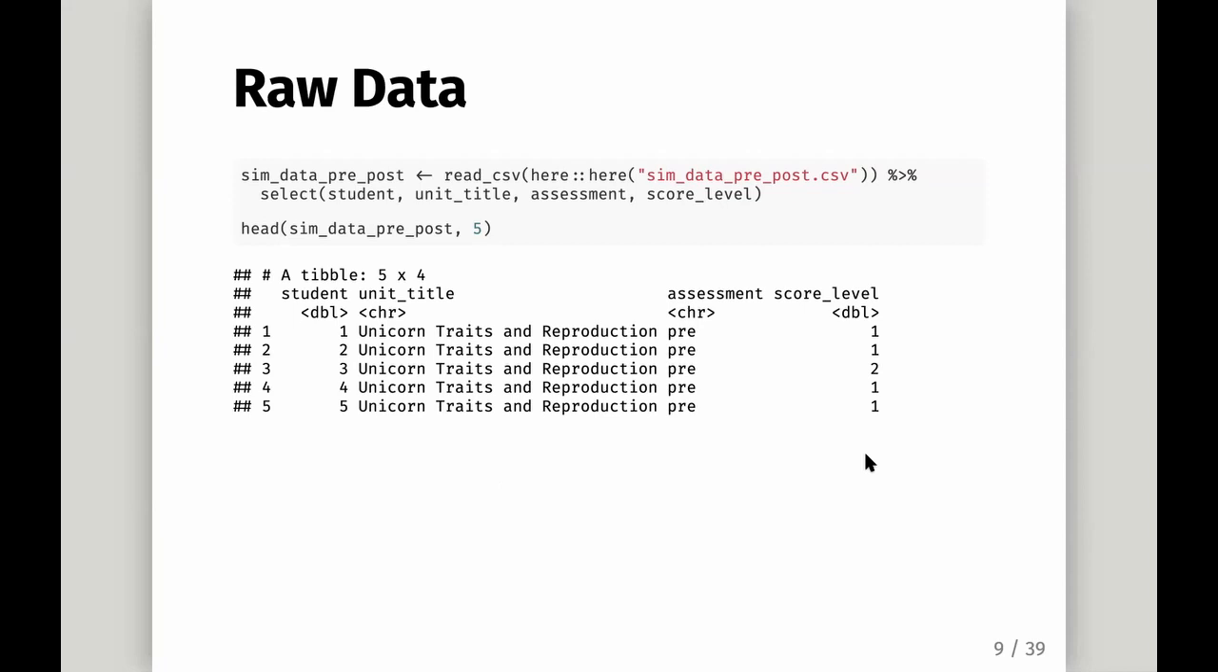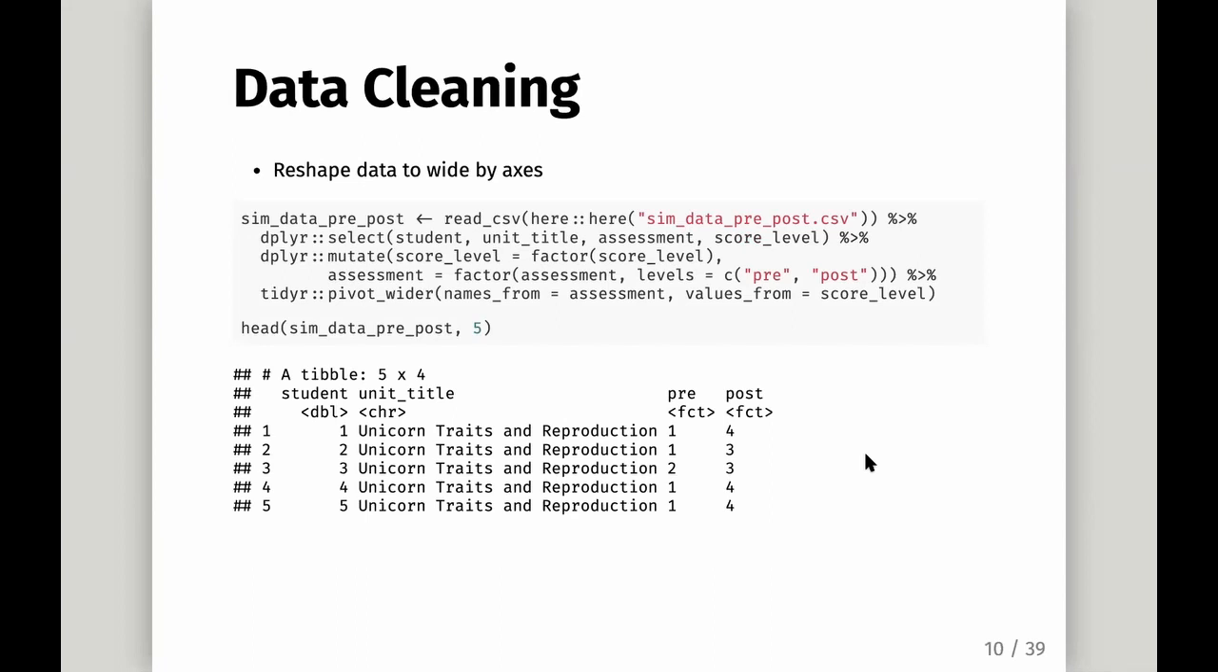Right now it's in this long format. So in order to use the ggalluvial package, the easiest thing to do is to first make sure that your data is in the wide format. My axes, my two states, are going to be the pre-unit and the post-unit. So here I'm going to pivot my data set wider in order to have it wide by these two elements. So I went from long by assessment to wide by assessment, and these are the score levels.